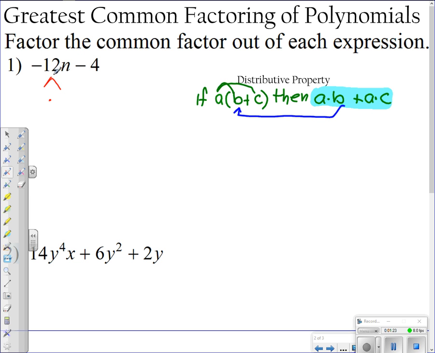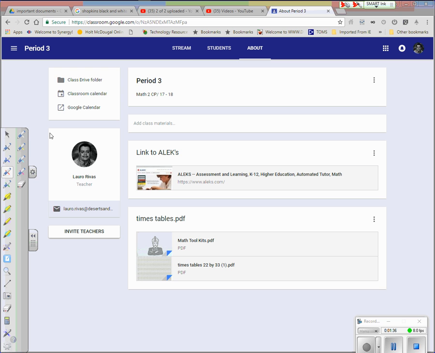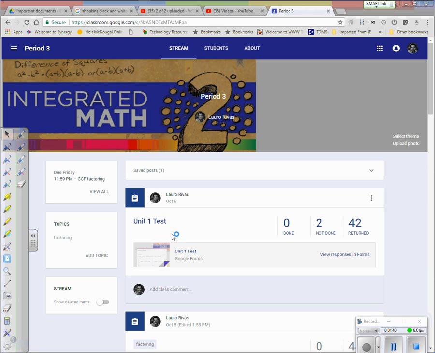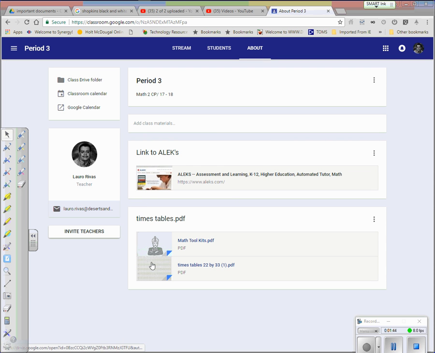Can I use the number 1 or 12? Can I use 1 or itself? So I can use, let's say, 3 and 4. If you have a hard time with the times tables, if you go to Google Classroom, mainly in Stream, but if you go to About, in there, there's the times tables. You can click on them and you can use the times tables, okay?